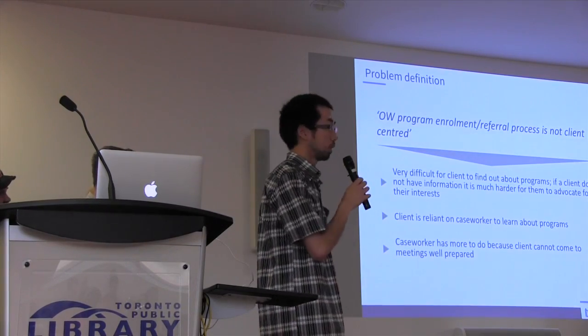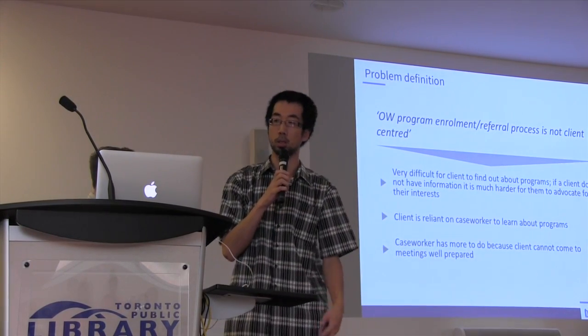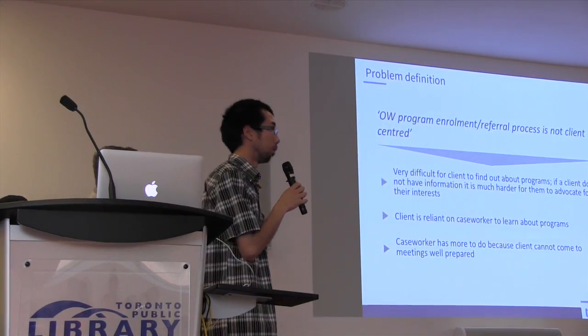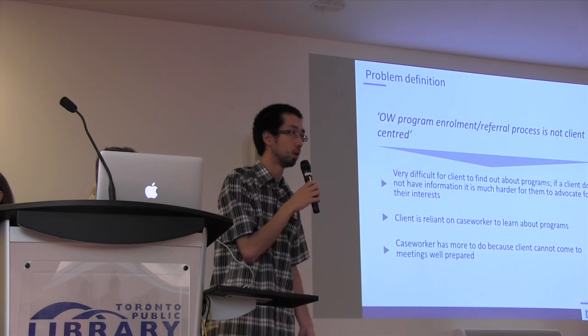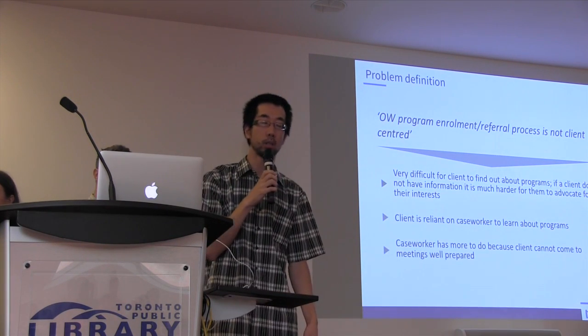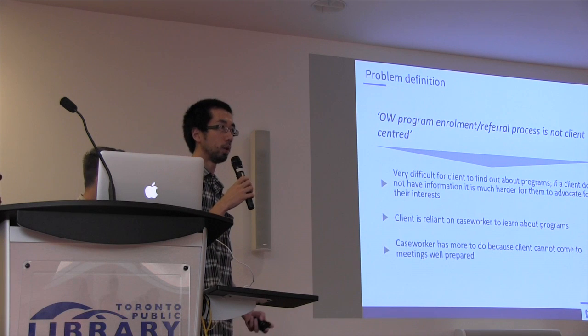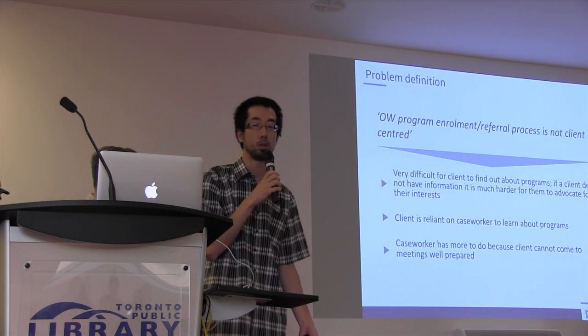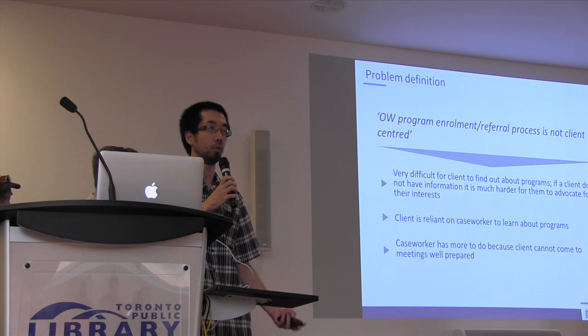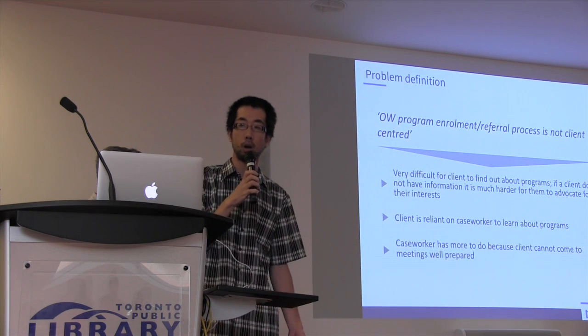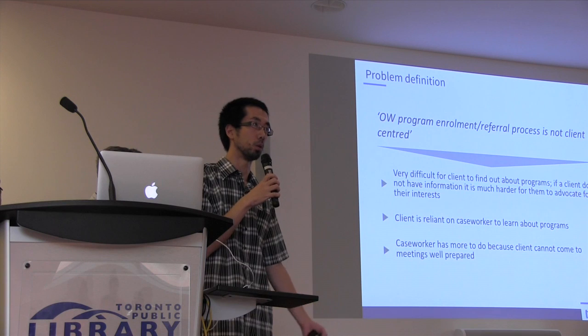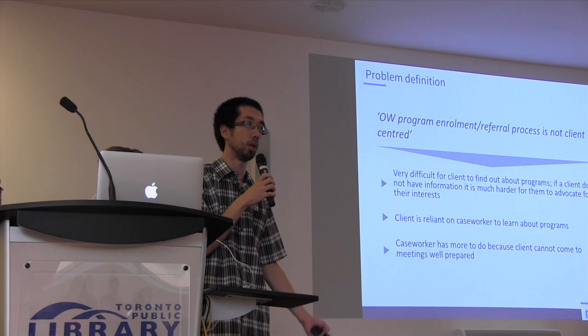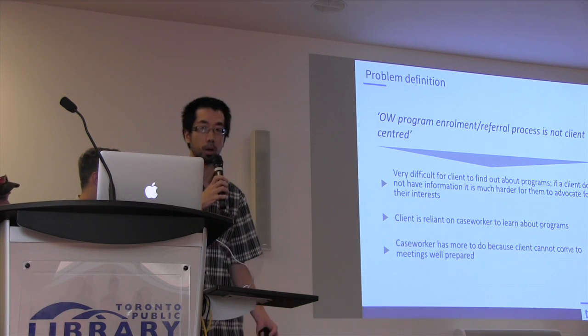So the problem definition that we came up with is that Ontario Works program enrollment and the referral process is not client-centered. It's very difficult for clients to find out about programs. Even if the client is very good at researching, it's very difficult to find this information because there's no repository of this information anywhere online. You basically have to search for individual service providers, and then you might be able to find out about a program that service provider is providing.